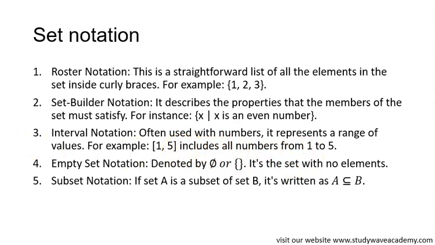We also have empty set notation, denoted by this symbol or this symbol. It is the set with no elements, okay? It's just this symbol or this symbol to show a set with nothing inside. This represents there is nothing inside the set. That is what these two symbols represent. Do you understand? Good. Then we have the subset notation.